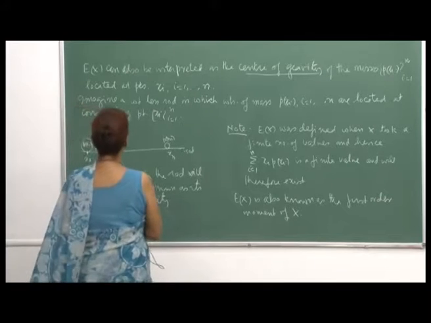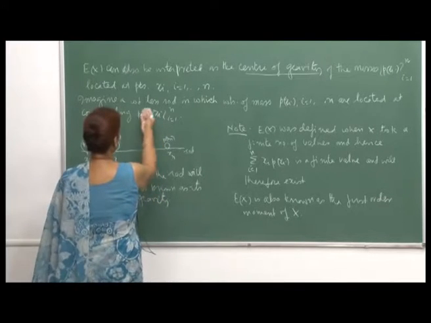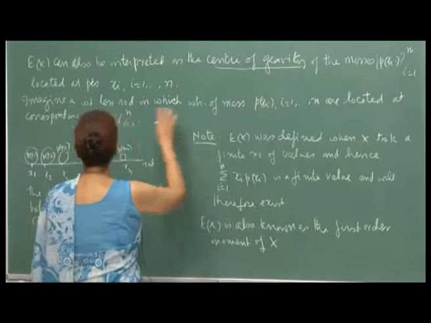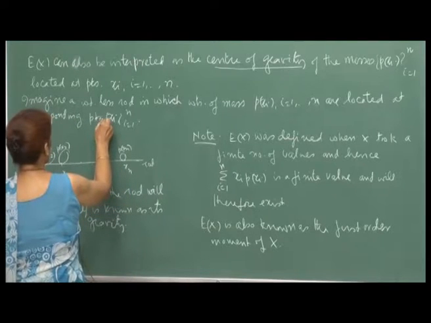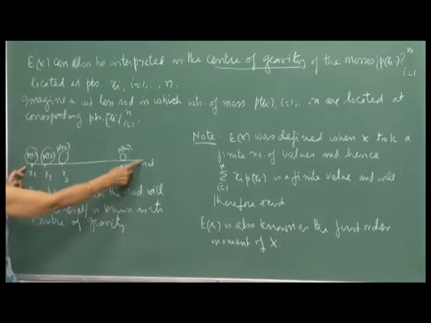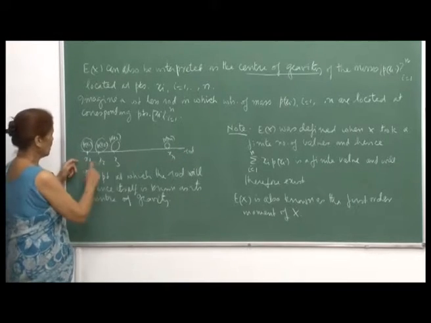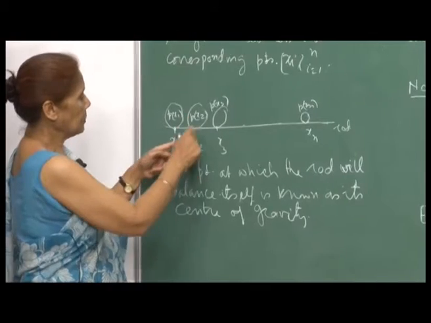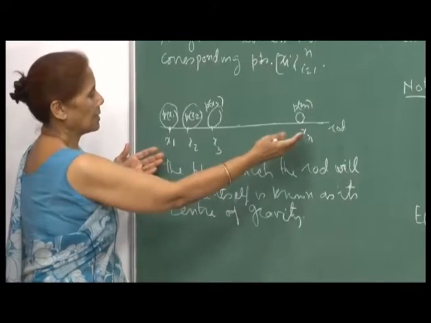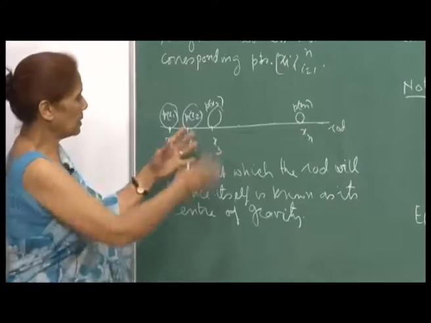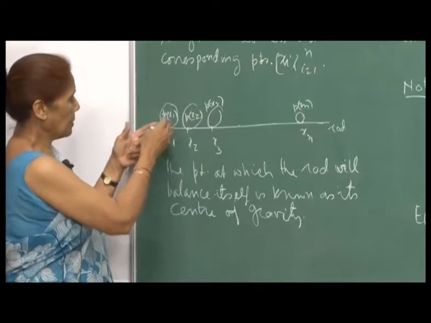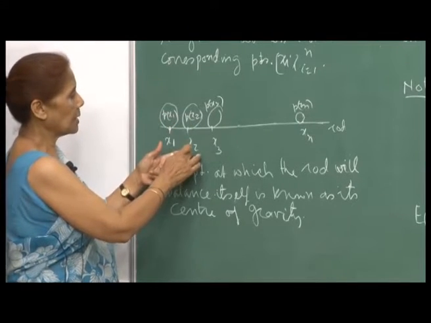Now, see, that means you imagine a weightless rod in which weights of masses p(x_i) are located at the corresponding points x_i, i varying from 1 to n. So, imagine that this is the weightless rod, and you have placed these masses: p(x_1) at x_1, p(x_2) at x_2, and so on. I have taken the points to be x_1, x_2, x_n, this is one distribution, but it could be distributed anywhere, and the diagram will be the same: p(x_1) is the mass located at x_1, p(x_2) is the mass located at x_2, and so on.